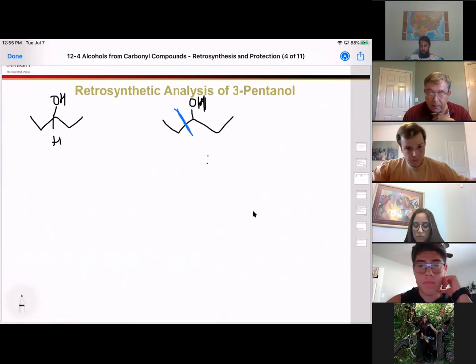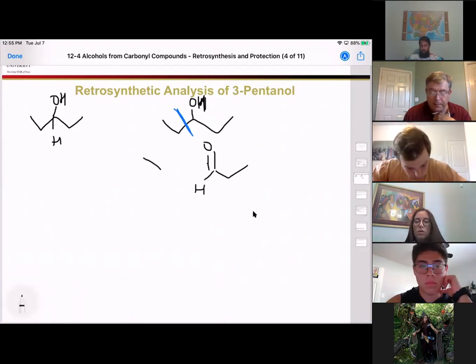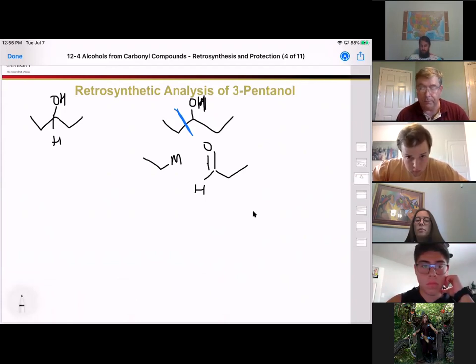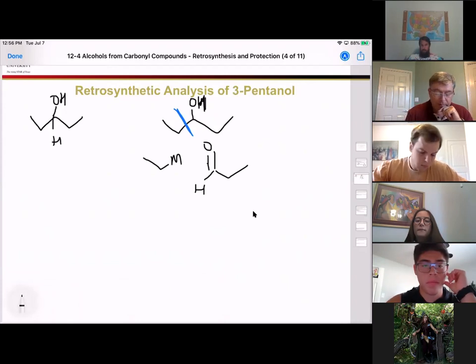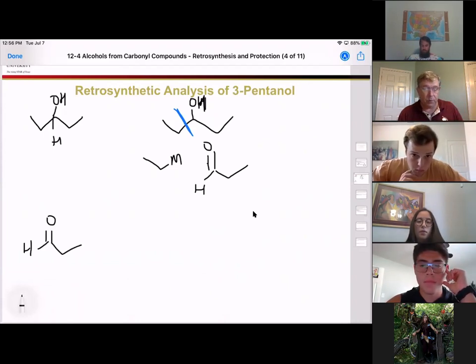That means we had a carbonyl on this side with 2 carbons and a hydrogen, and we had something on this side with 2 carbons and some kind of metal group attached to it. So let's be sure that this actually worked. Let's take our proposed starting material of propanal, right here, propyl aldehyde, propanal.